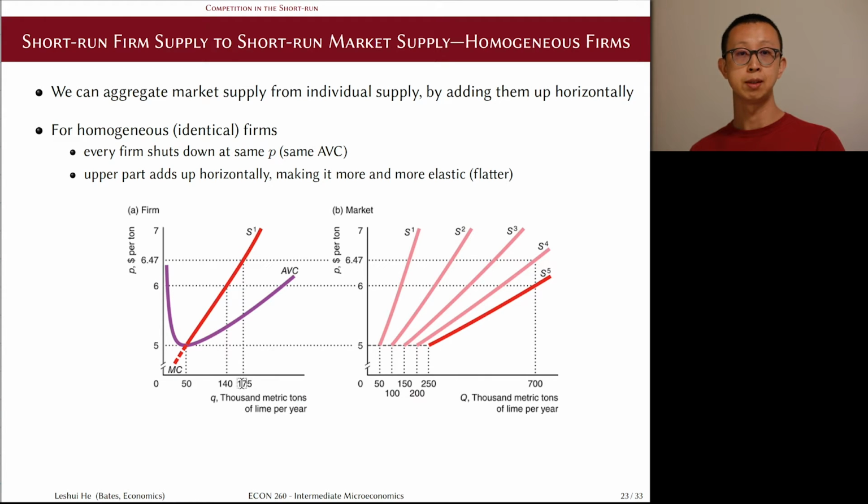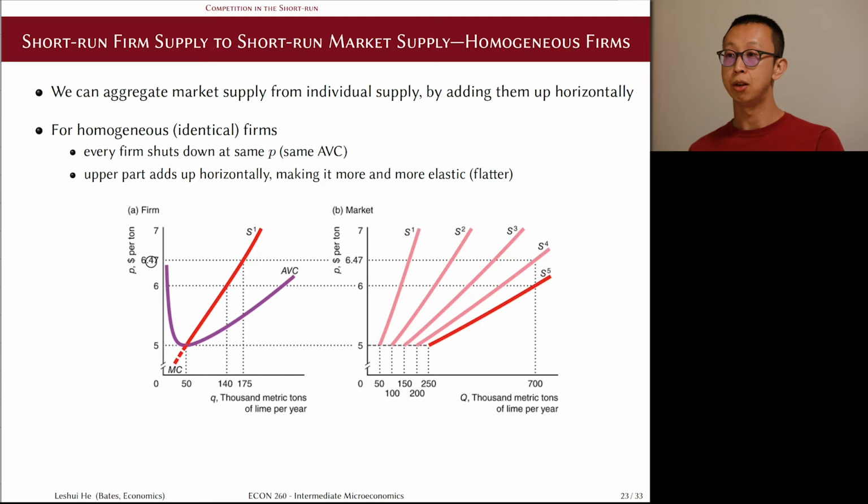Now we have established that in the short run, the firm supply curve is the marginal cost curve above the shutdown point, which is the lowest point on the average variable cost curve. We know from our lessons on demand and supply that the total market supply can be aggregated horizontally from individual supply curves. So in a market with many homogeneous firms, which means identical firms, the aggregate market supply curve can turn out to be very, very flat. And we can illustrate this idea in this graph.